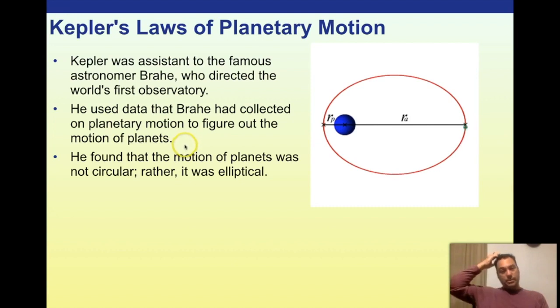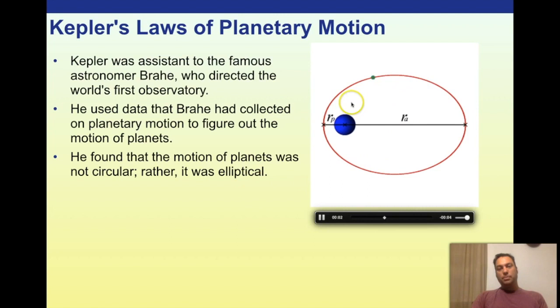And what he discovered was kind of revolutionary at the time. You know, a lot of people believed that the heavens were this celestial sphere put together by the gods and so on and so forth, whether it was the Christian God or the Muslim one or whatever. But the idea was that the celestial realm, the heavens, were perfect spheres everywhere. Everything orbited in perfect circles. But he found something different. He found that the motions of planets was not circular, rather it was elliptical.